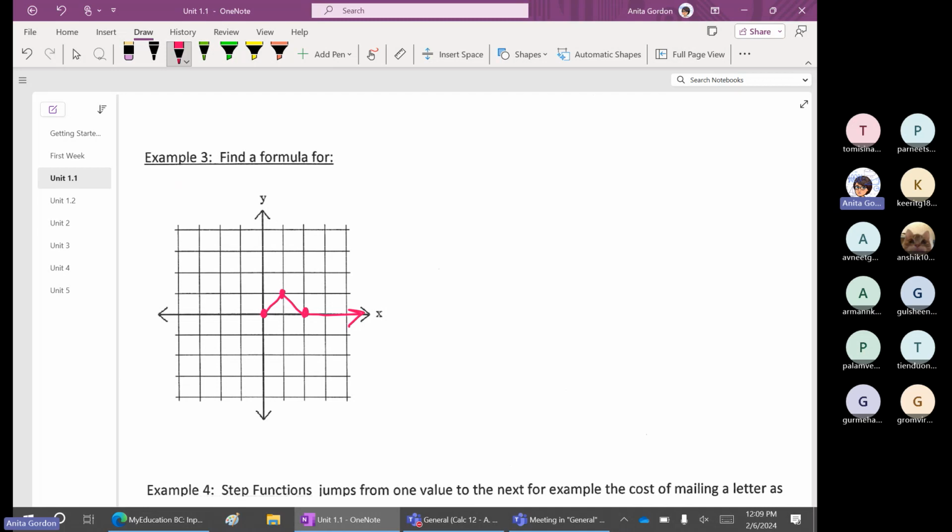So I want you to take a second and just visually tell me how many functions do I need to define this? One. Tell me with your fingers. Okay, what would the first equation be? Okay, so between 0 and 1, y is equal to x.